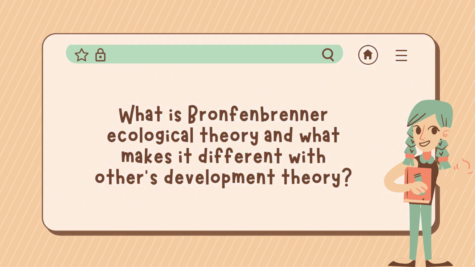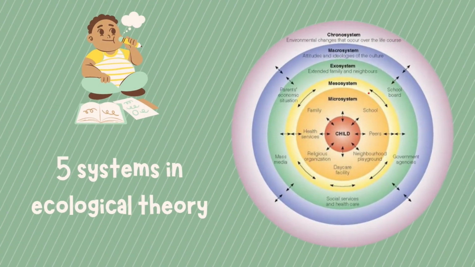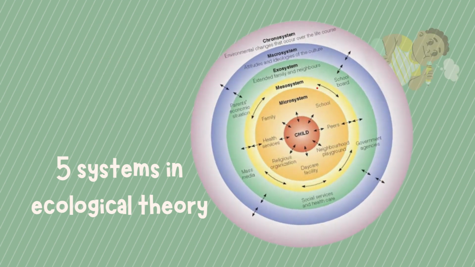Now let's take a look at what the ecological theory from Bronfenbrenner looks like. Here we see some circles that looks like a cake. In the center we can see the child or the one that we are going to observe. And the next layer nearest the child is the microsystem. After that, the mesosystem, the exosystem, the macrosystem, and the chronosystem. Before we are going to move on to the participants and findings, first I will explain a little bit about the ecological theory.